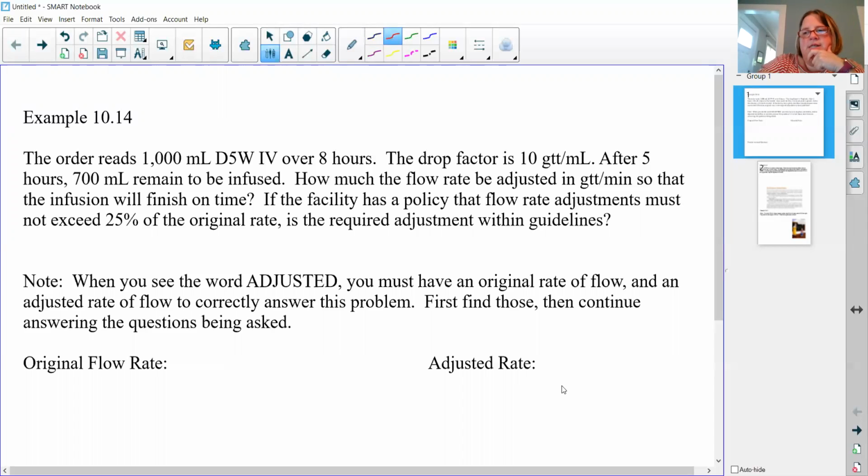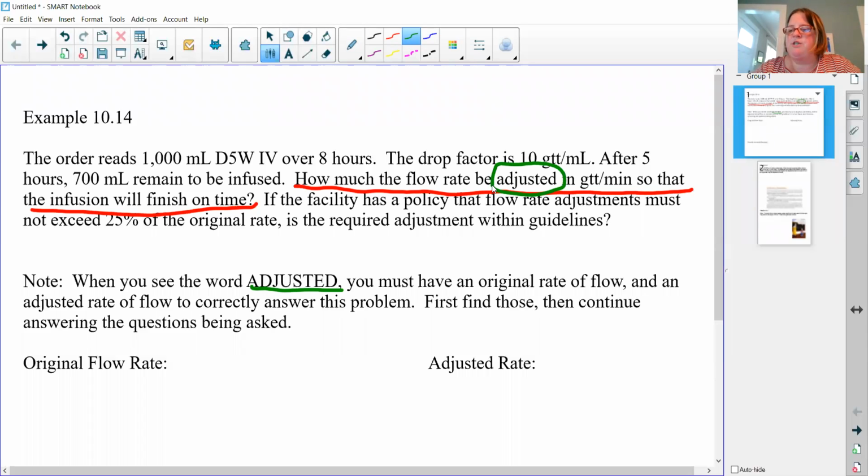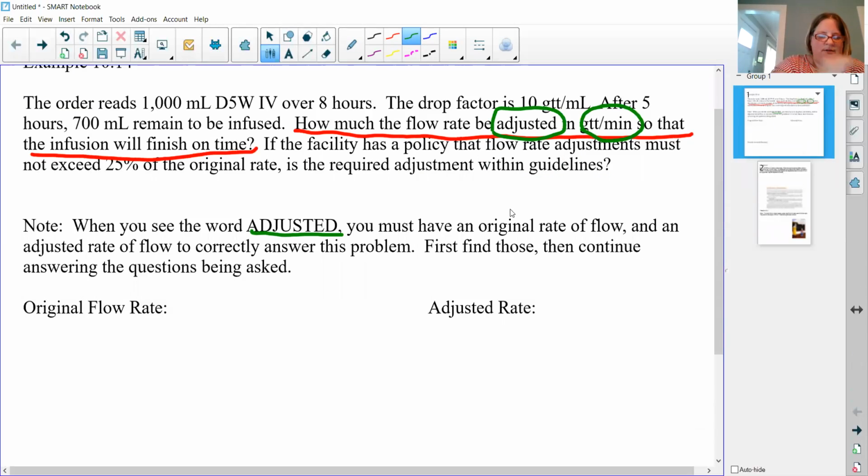So what I want you to see is that we're only going to answer the first question. And the first question says, how much the flow rate must be adjusted in drops per minute so the infusion must finish on time. In this note section down here, you see the word adjusted. When you see adjusted, you have to have a start rate. What did it start with? And then what did you adjust it to? So right here, the flow rate, it says in drops per minute. So I'm going to go the flow rate in drops per minute.